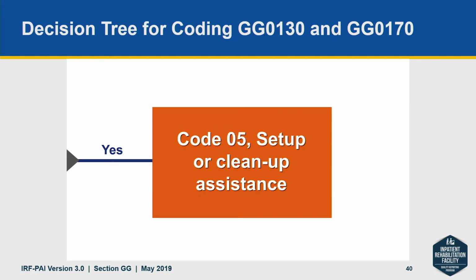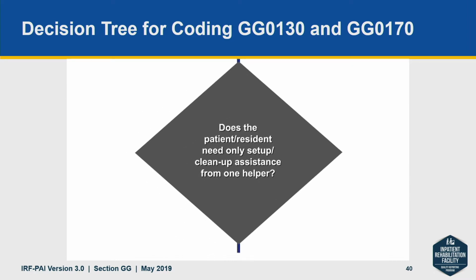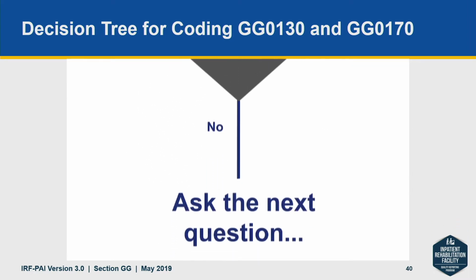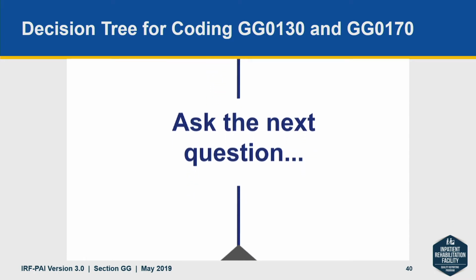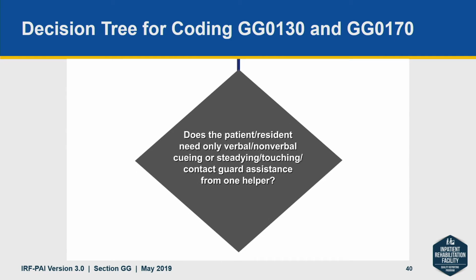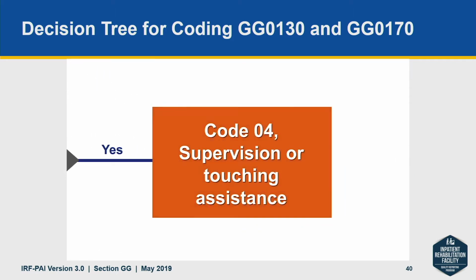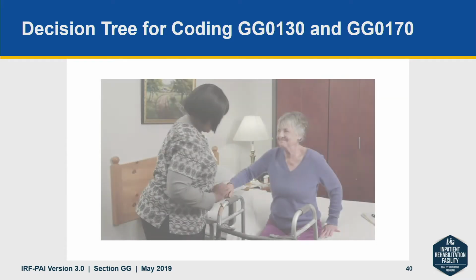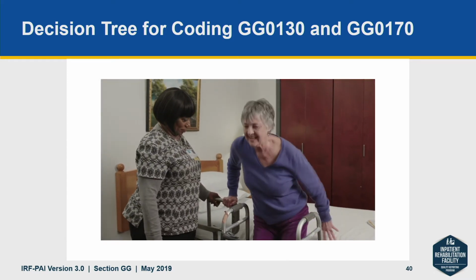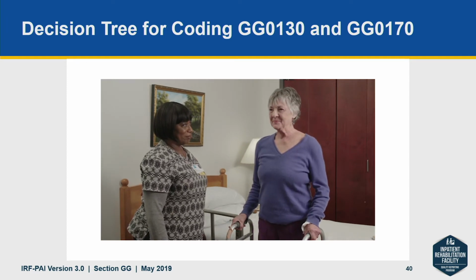If, however, the answer to this question is no, the patient or resident requires more than setup or cleanup assistance to complete the activity, proceed to the next question. The third question in the decision tree asks, does the patient or resident need only verbal or nonverbal cueing, or steadying, touching, or contact guard assistance from one helper? If the answer to this question is yes, the correct code for this patient or resident is 04, supervision or touching assistance. Let's review an example of the same patient, Mrs. Jones, completing the sit-to-stand activity, but this time with supervision or touching assistance.